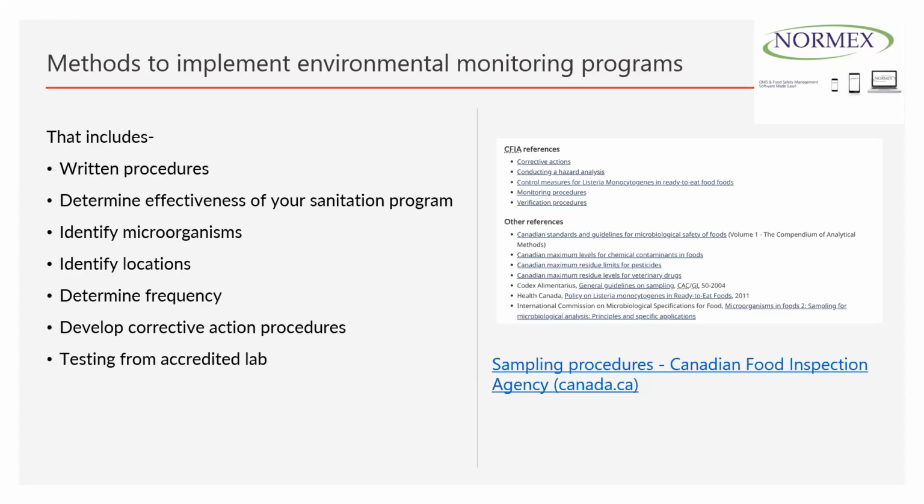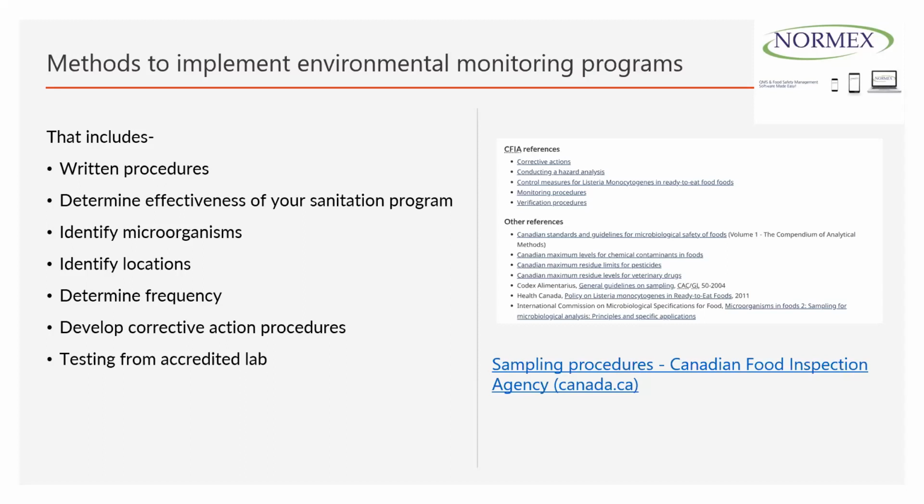Then determining a frequency, how often are you going to test? How often are you going to send it to a third party? How often are you going to do in-house testing? And this would be based upon what past incidences you've had in your facility and what you expect from your environmental monitoring program. Then developing some corrective action procedures in case some positive occurs, and testing from an accredited lab is extremely important.